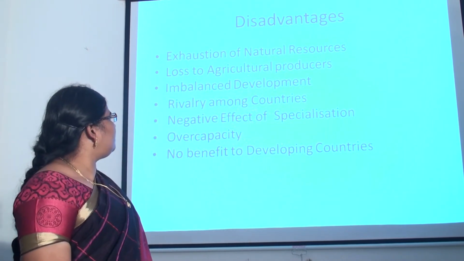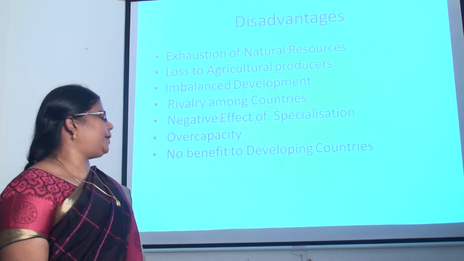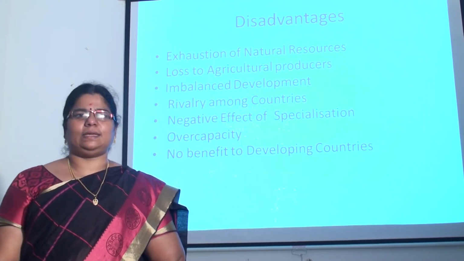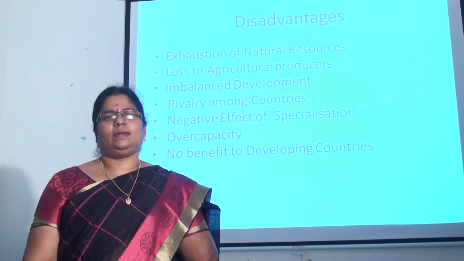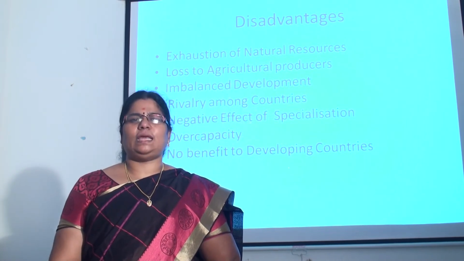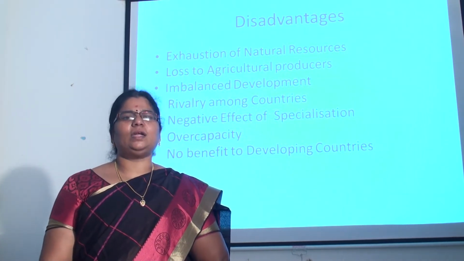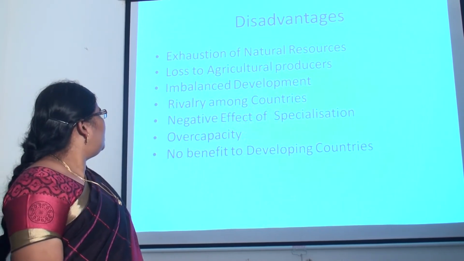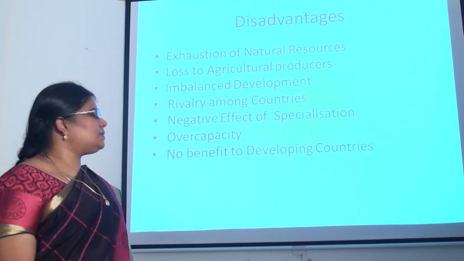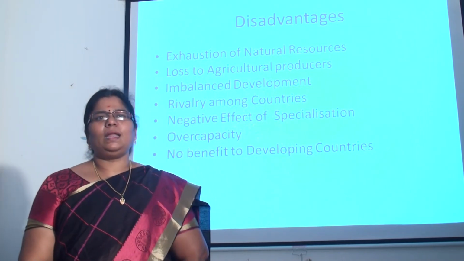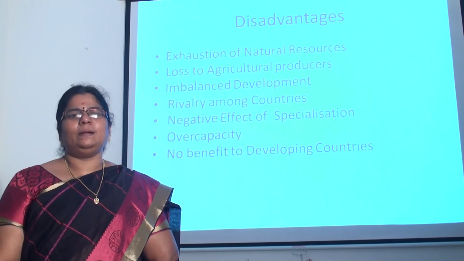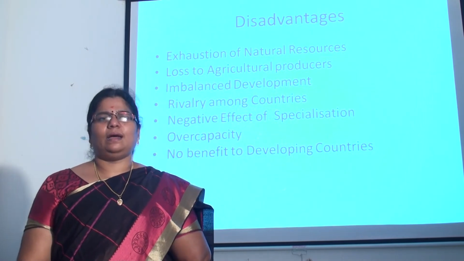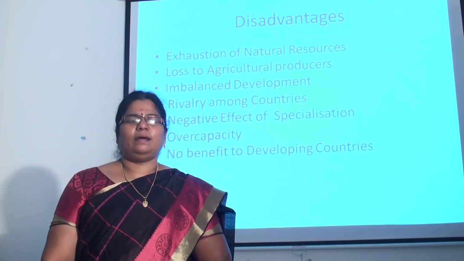Second disadvantage of international trade is loss to agricultural producers. Agricultural products are less elastic in demand. Even though there is a reduction in the prices, there is no change in the demand. It will affect the agricultural products and agricultural producers. Next disadvantage of international trade is imbalanced development. Only the developed countries develop in international trade activities, but there is no development in underdeveloped and developing countries.